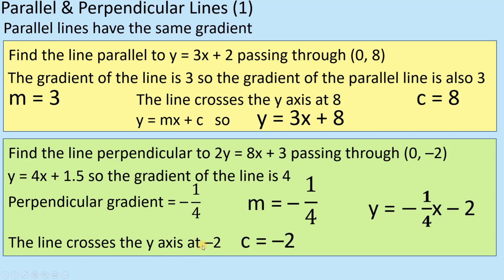And if I just plug those into the y equals mx plus c, so this lot here, then I've got y equals minus a quarter, that's m, x, and then it crosses the axis at minus 2. All right, so therefore that's the line which is perpendicular to it. Okay, all right, there's another part of this which we're going to look at now.